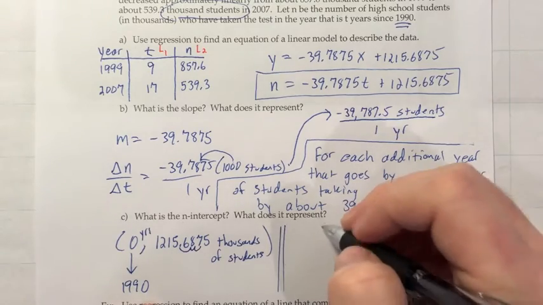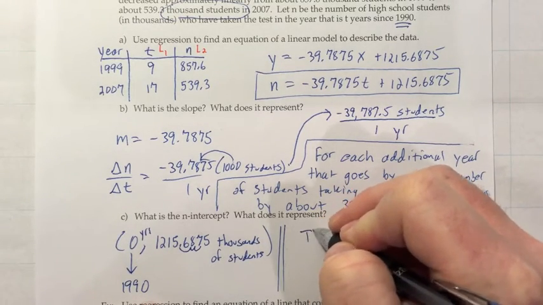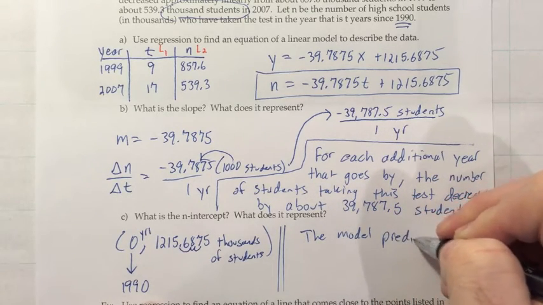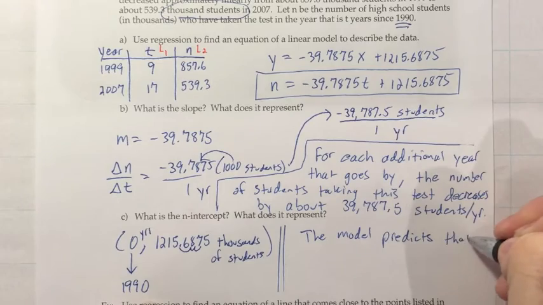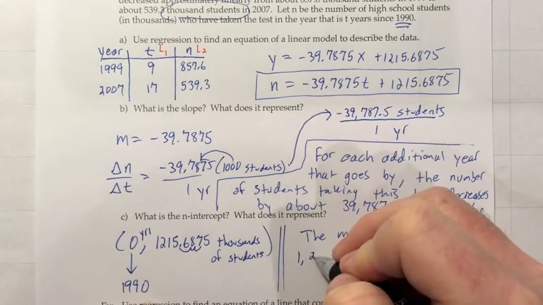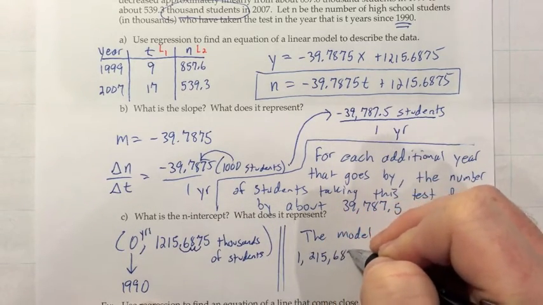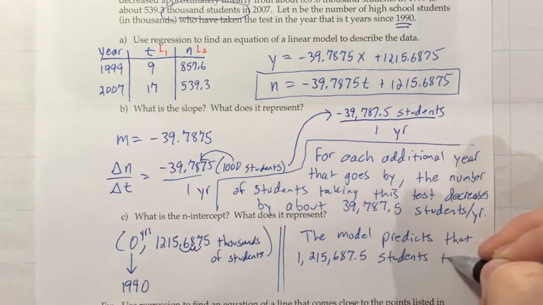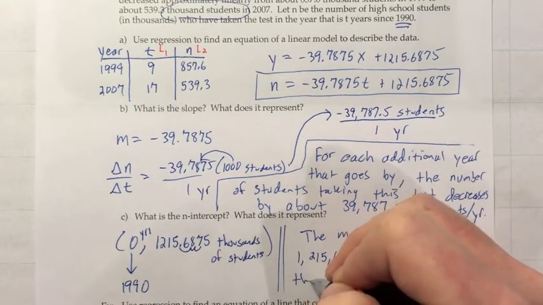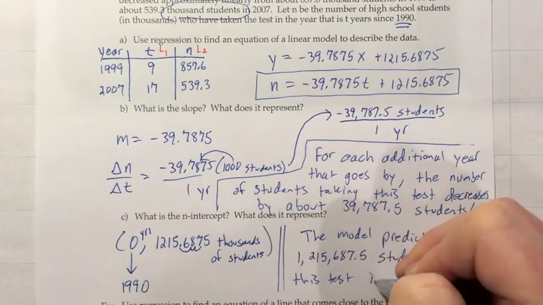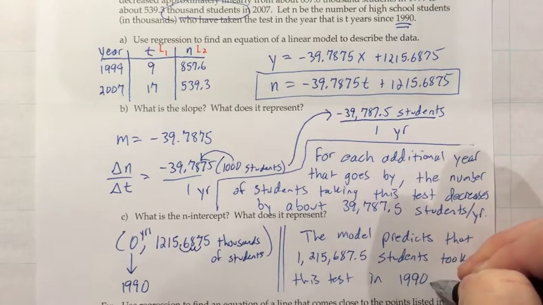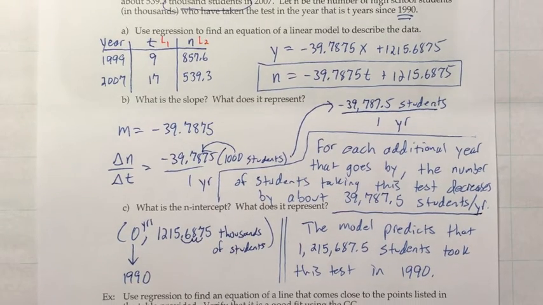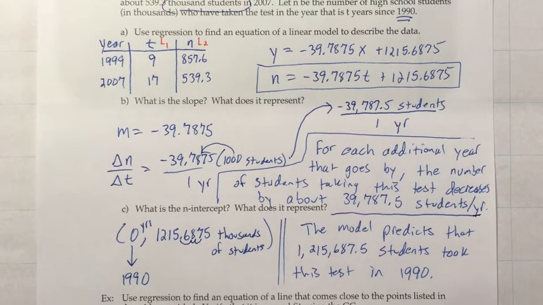So now putting that into words, the model predicts that 1,215,687.5 students took this test in 1990. I do want to just emphasize real quick that anytime you get something from your equation, it's a prediction, it's not a fact.